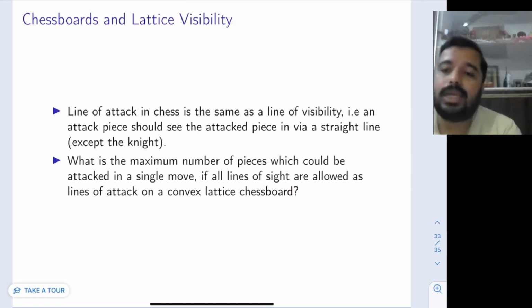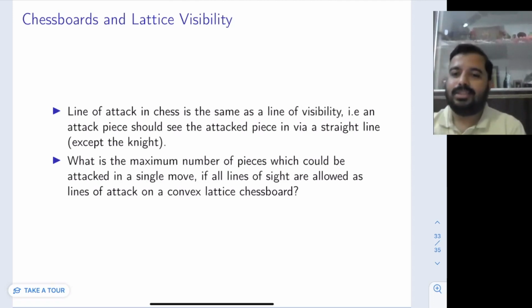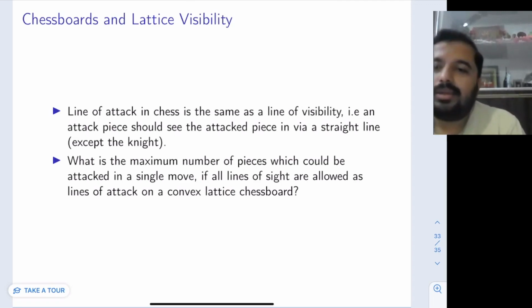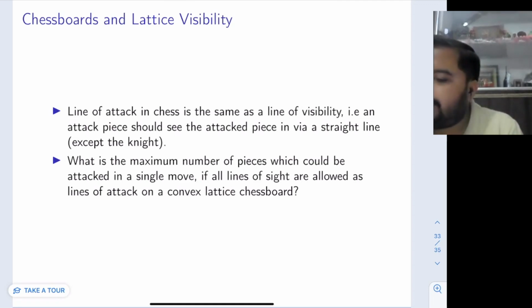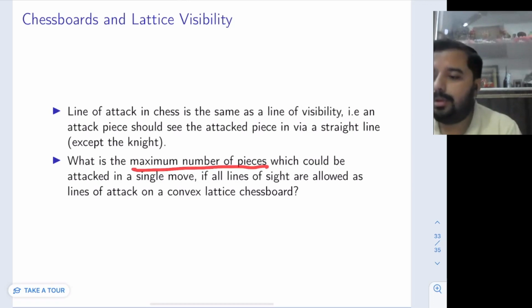Not all lines of sight are allowed. For the rook, it's a straight line along the y and x axes, and for the other one, it's the diagonal. Sorry, I can't remember all the names for those pieces. I know them in my mother tongue, but I cannot recall the exact names. Essentially the idea is the line of visibility. So now the question is, what is the maximum number of pieces which could be attacked in a single move?